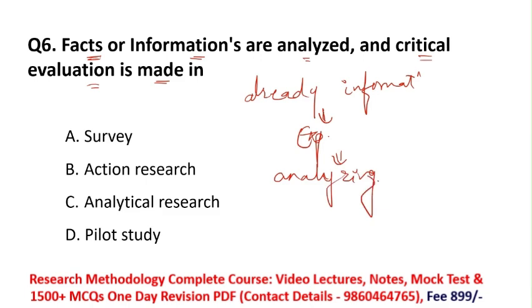Critical evaluation is nothing but you are observing. You are analyzing, you are observing that information, whether that information is correct or not, or you are doing your in-depth study. So all these things we generally do in analytical research. You might have heard the word analytical chemistry. In analytical chemistry, chemists or scientists generally already have information. They already have data. They perform their experiments, they do their activities and they analyze that data.